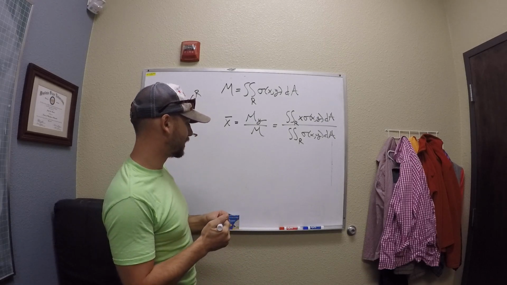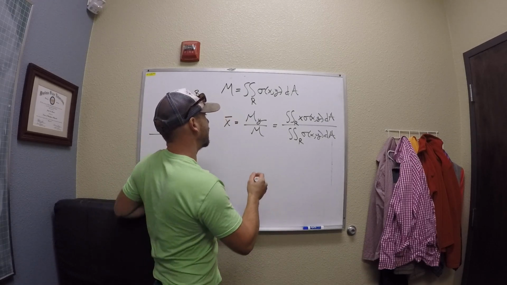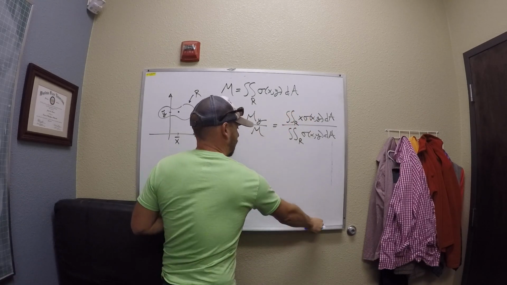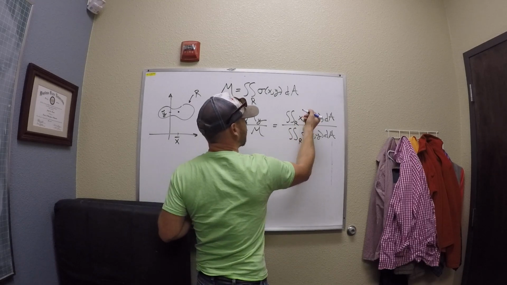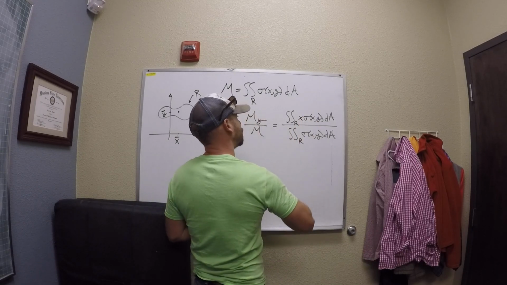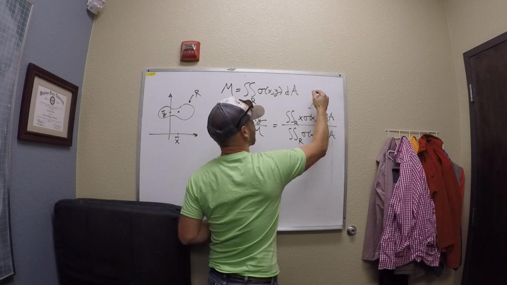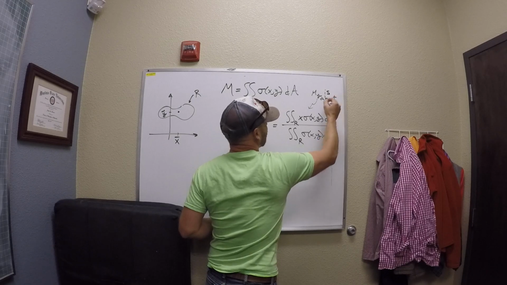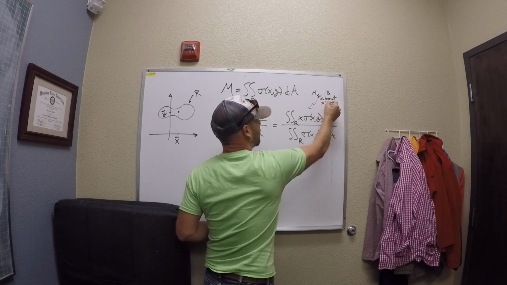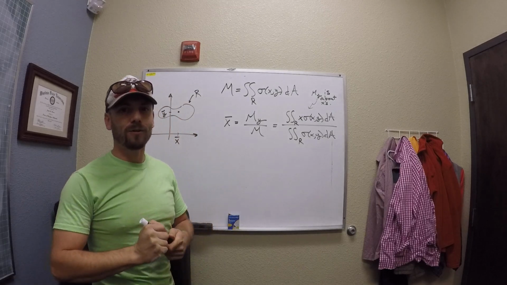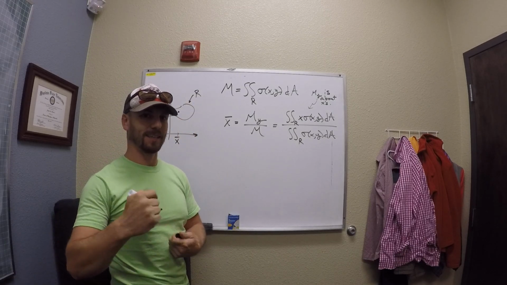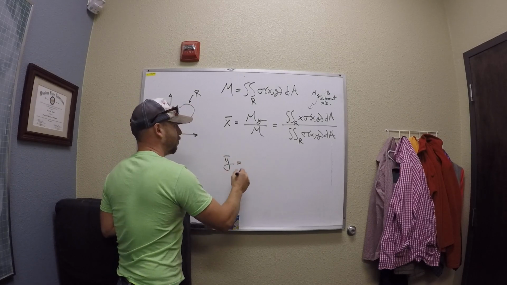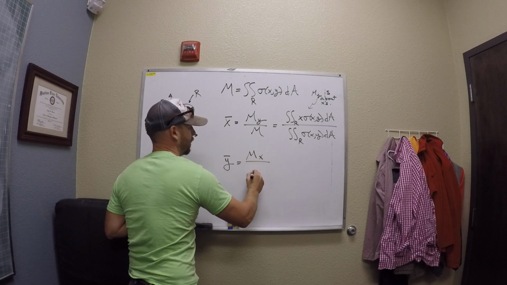The confusing bit is that this means that My is about x's. That marker's dead. Good prep, Joe. So the confusing thing is that My is about x's. The moment around the y-axis is a thing about x's. And so then we do our y bar, and y bar is just Mx divided by M.